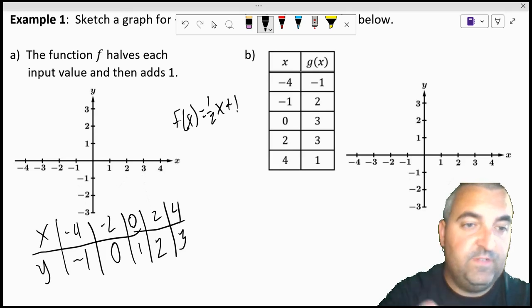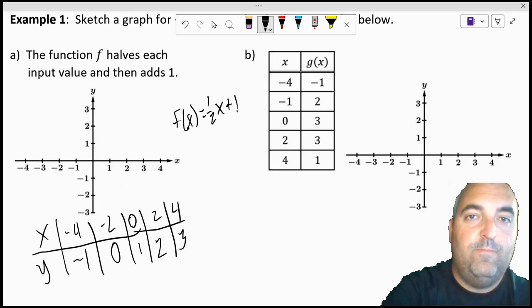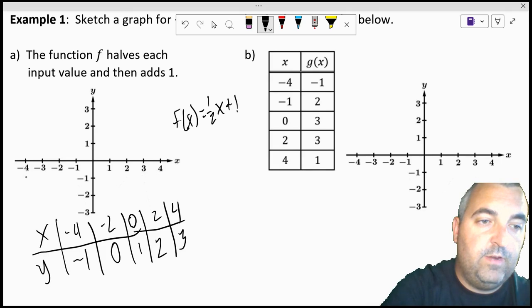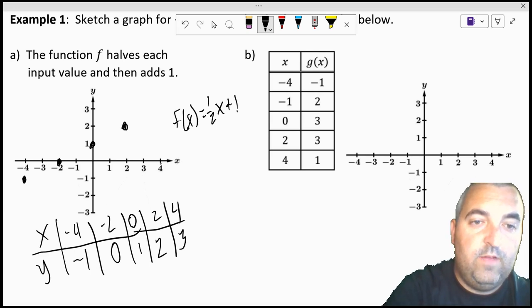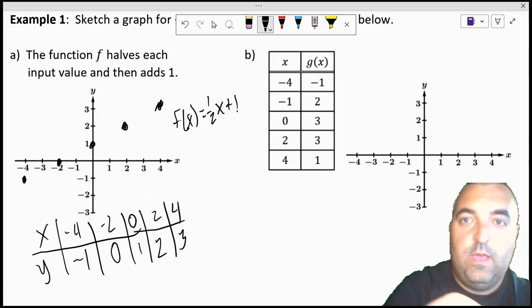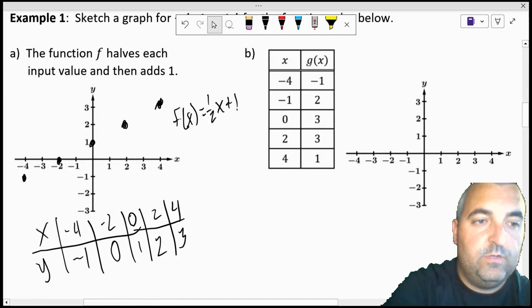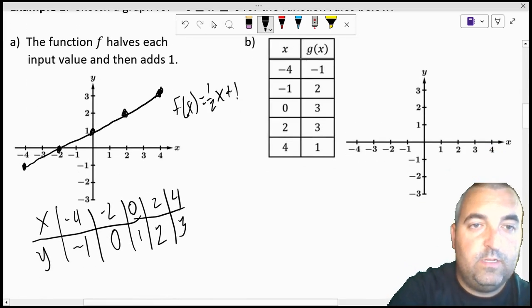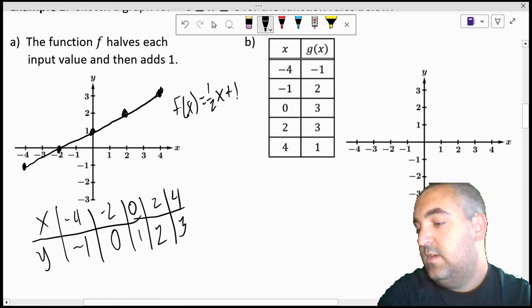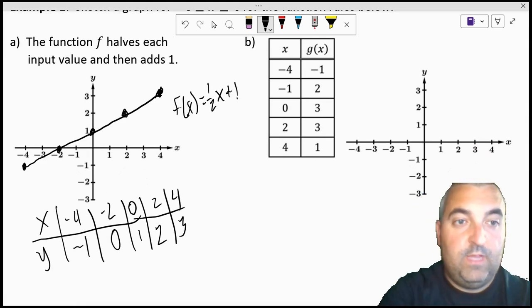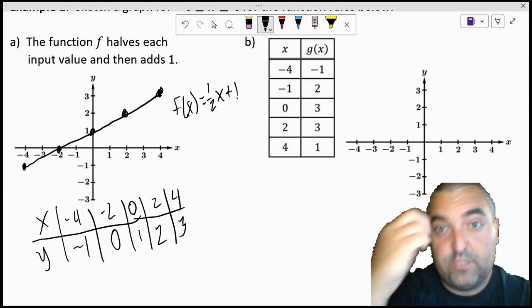And if you need to, pause the video, do the math yourself. And then let's plot these points. So (-4, -1), (-2, 0), (0, 1), (2, 2), and (4, 3). And yeah, we're going straight because we are talking about this function. So there we go. There is a linear function.